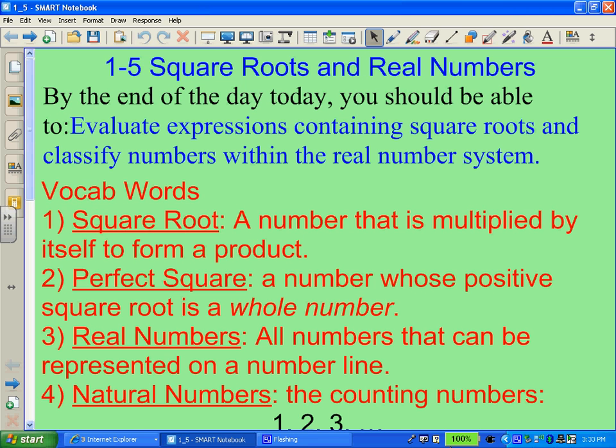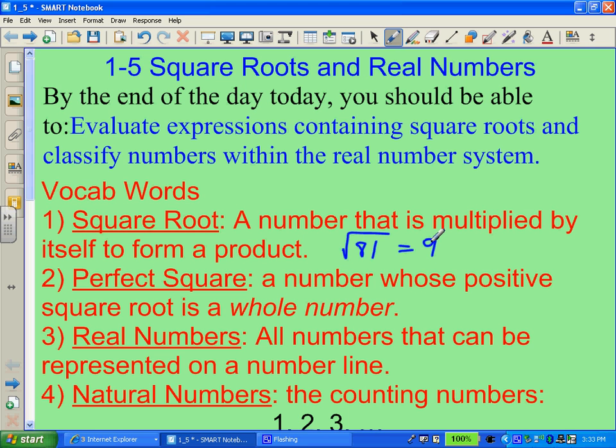So our first vocab word is square root. And a square root is a number that is multiplied by itself to form a product. And what I mean by this is that, say I have 81. I'm going to take the square root of 81. This little sign that I just made, that's called a radical sign, and it means what number times itself is 81. Well, as you know, 9 times 9 is 81. So 9 is the square root of 81.